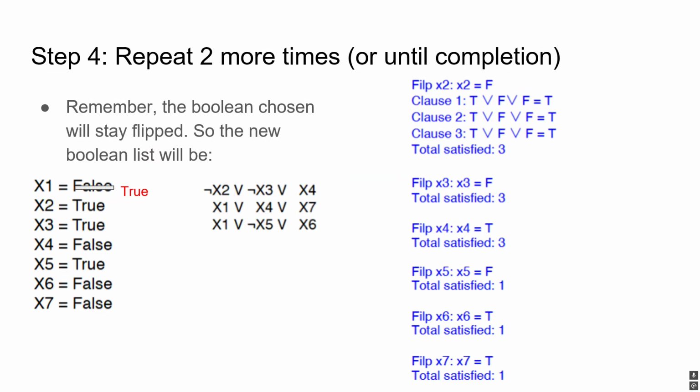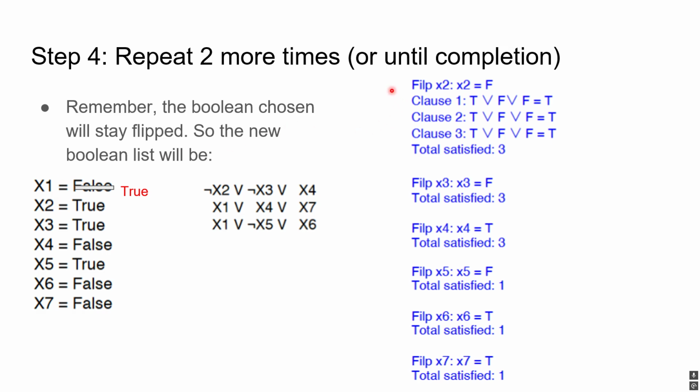Then you'll repeat at least 2 more times, because according to the instructions, they wanted us to repeat it 3 times. So remember, the Boolean chosen will stay flipped. And because we haven't satisfied all 3 of them, we still have to keep going. So now the new Boolean is going to be x1 is equal to true, x2 is equal to true, x3 is equal to true, and so on and so forth. I didn't have a pointer, but basically x1 is the only thing that changes, and it changes to true as you reevaluate. So then you reevaluate again.